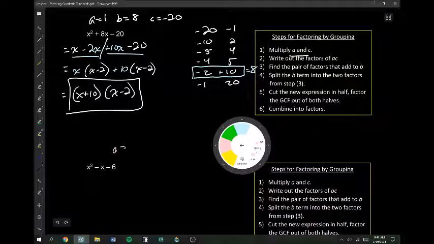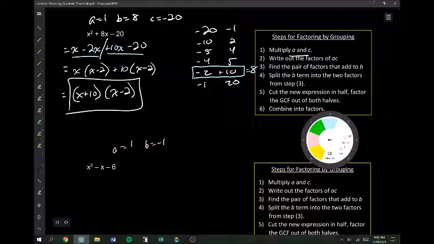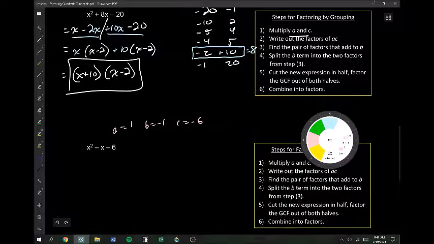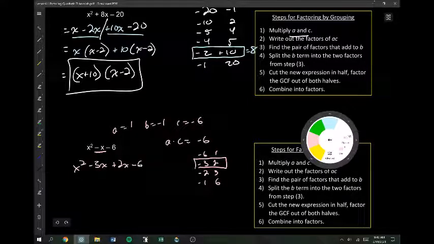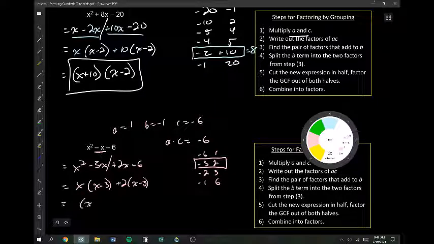A is 1, B is negative 1, C is negative 6. So A times C is going to be negative 6. And the factors of negative 6, I think we've already done these ones. The pair that adds up to negative 1, it's got to be negative 1, not positive 1, is this pair here. So I'm going to have x squared minus 3x plus 2x minus 6. Cut it in half, pull an x out of the left half, pull a 2 out of the right half. So it's x plus 2 times x minus 3.